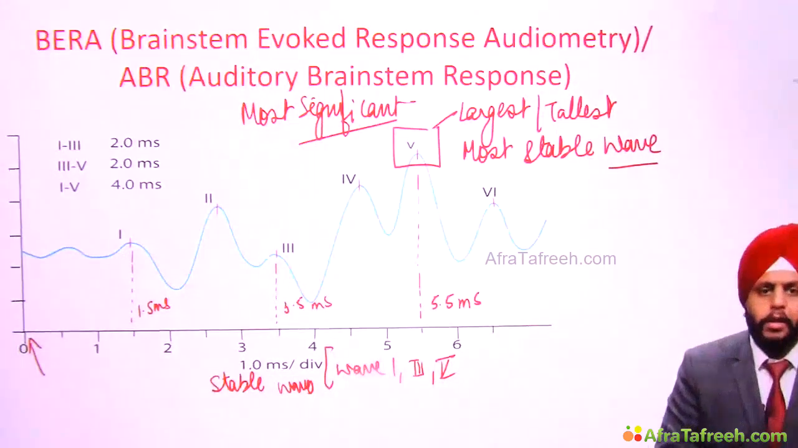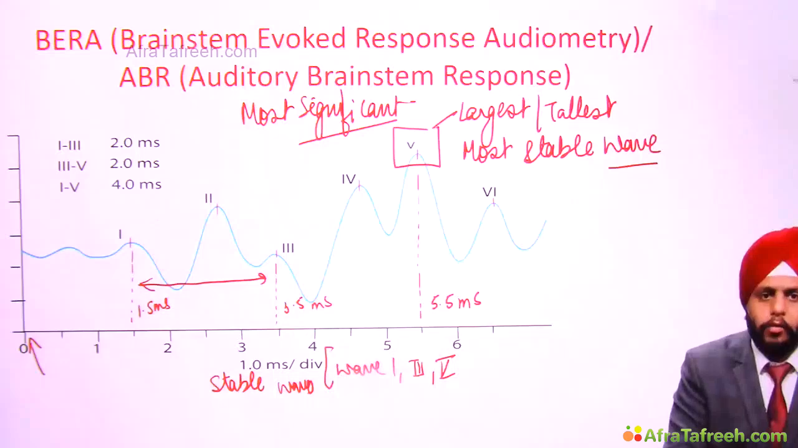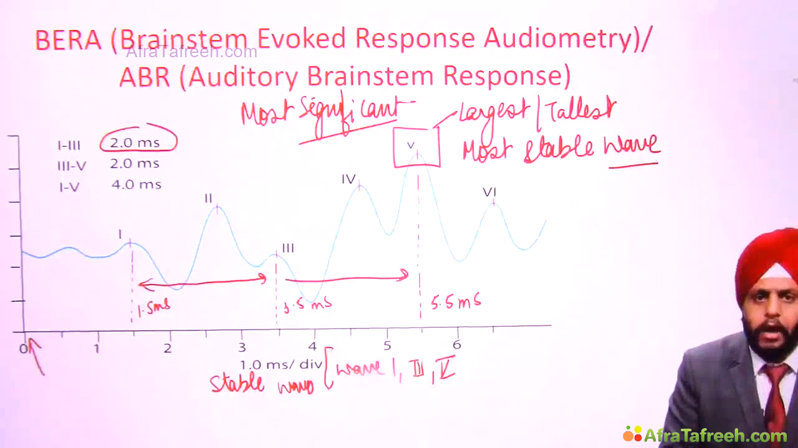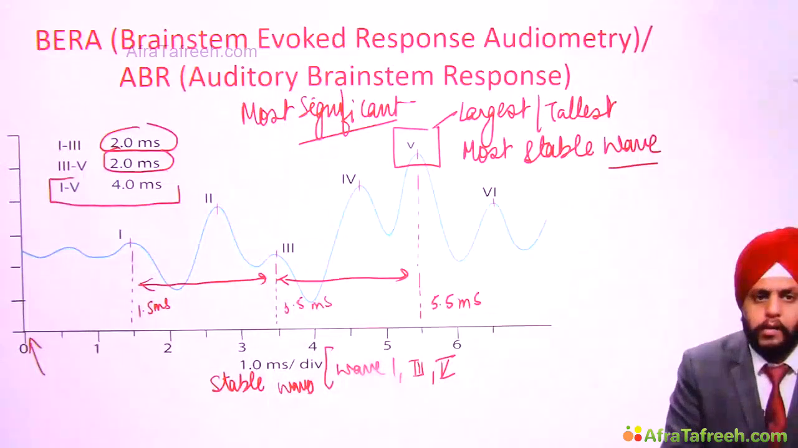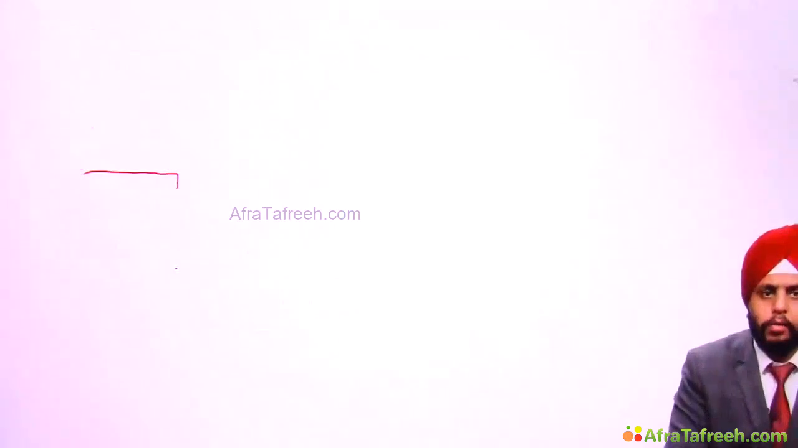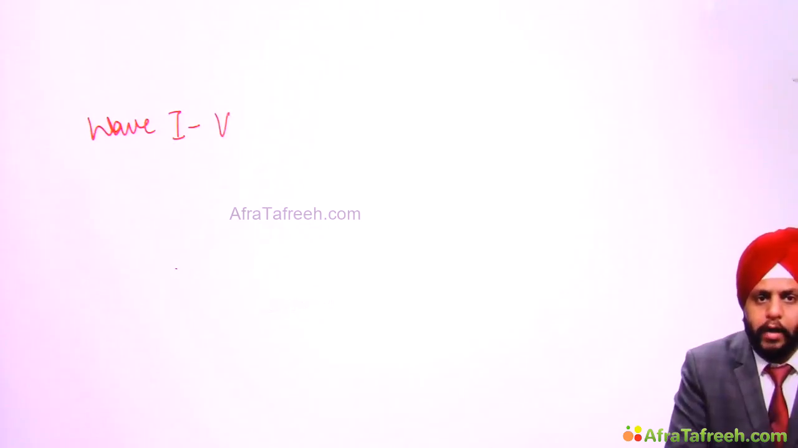Now you see the distance between wave 1 and wave 3, how much is this? 2 milliseconds. The distance between wave 3 and 5 is again 2 milliseconds. So the total distance between 1 and 5 is 4 milliseconds. This is known as wave 1 to 5 interpeak latency.